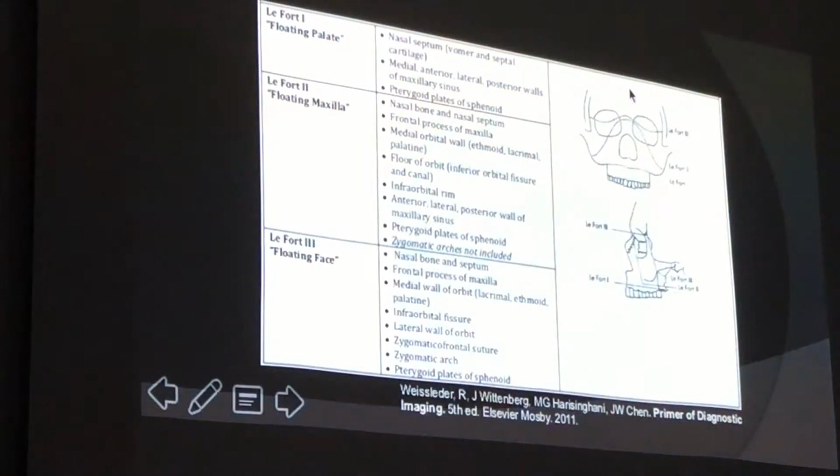Okay, for the face, so we've talked about the cervical spine. For the face, you can have isolated fractures involving the zygomatic arch, involving any of the parts of the face. However, when you have multiple fractures and all these fractures are taken into consideration, what we're worried about are what we call the Le Fort fractures.